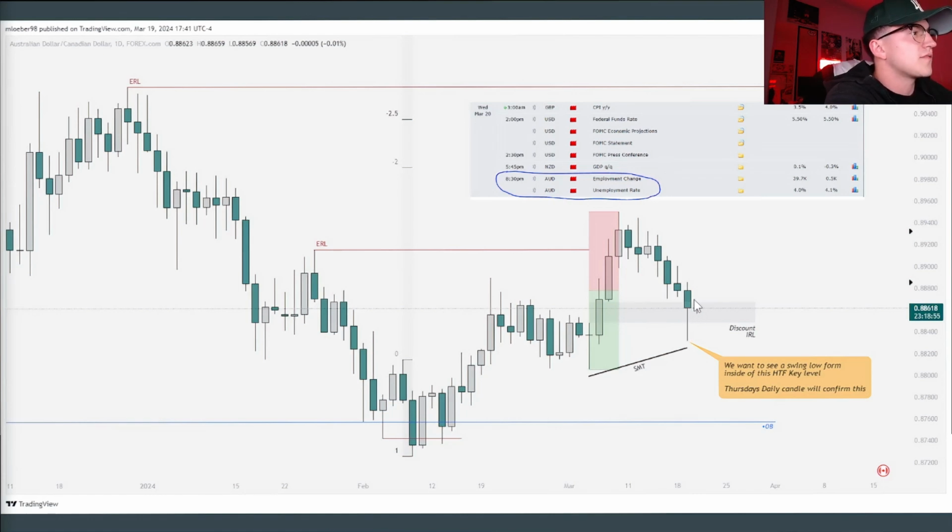So given our anticipation for a swing low to form and our Wednesday high impact news, that could be our volatility injection that we need for us to deliver higher, because we could now frame from this daily key level an hourly market maker buy model to this daily external range liquidity pool high.